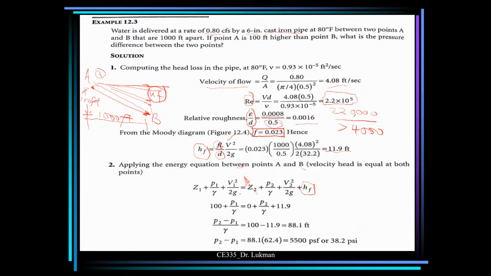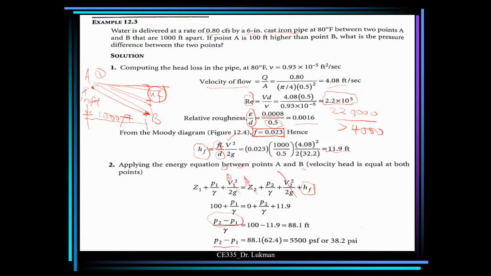If we neglect the velocity, well, here we are not neglecting, but we are assuming the velocity heads are equal at both points, so they will cancel out. The velocity is uniform because this is a pipe. It's not, let's say, from a reservoir to a pipe, so we can assume the velocity to be constant throughout. So we have the static pressure that we want to find.